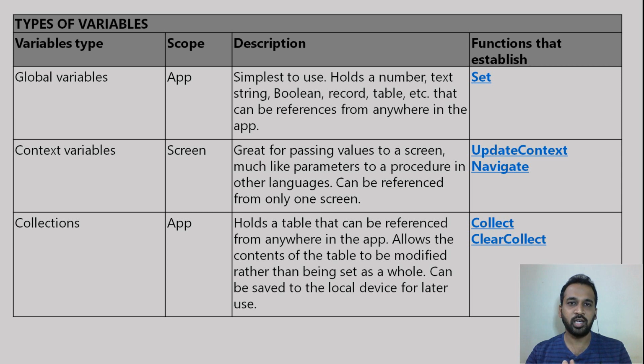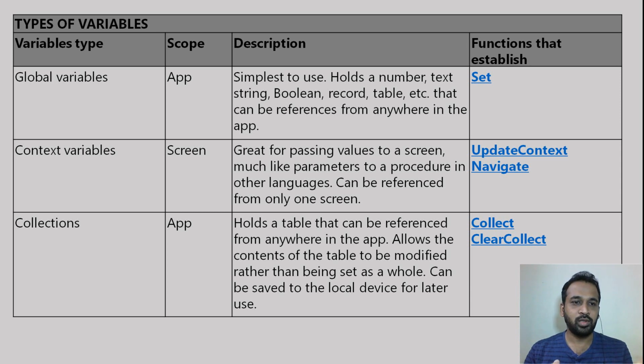For example, if we have multiple screens in the app, then we can use the variable values in any of the pages, in any of the screens. So basically, simplest to use, they hold a number, text string, boolean, record, table, etc. that can be referenced from anywhere in the app. To establish this global variable, we need to use the Set function. So this is all about low code and no code, right? So we have to use Set in order to begin declaring a global variable. We'll see the examples in the next slide.